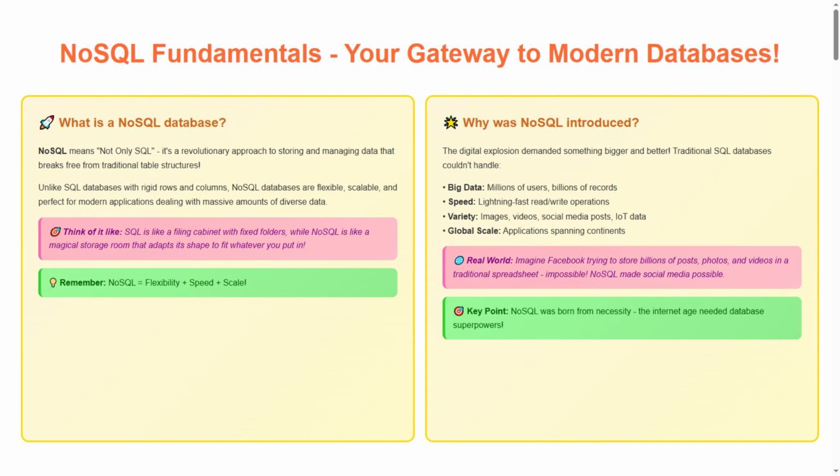Let's check our real-world example. Imagine Facebook trying to store billions of posts, photos, and videos in a traditional spreadsheet. Impossible. NoSQL made social media possible. Here's our key point section. Key point. NoSQL was born from necessity. The internet age needed database superpowers.